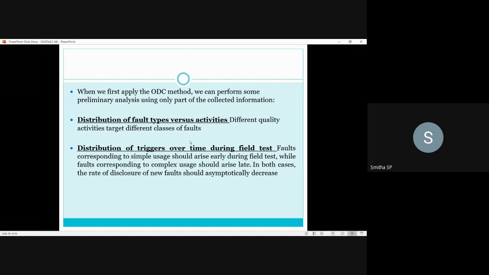Here you have to identify the faults which are related to the simple usage, so that those faults will be identified at the earlier stages itself during the field testing. And you have to classify the faults which are related to the complex usage of the product, so that the faults will arise in the later stages. And one thing you have to remember, in both the cases, the rate of disclosure of new faults should asymptotically decrease. Okay, that you have to keep in mind.